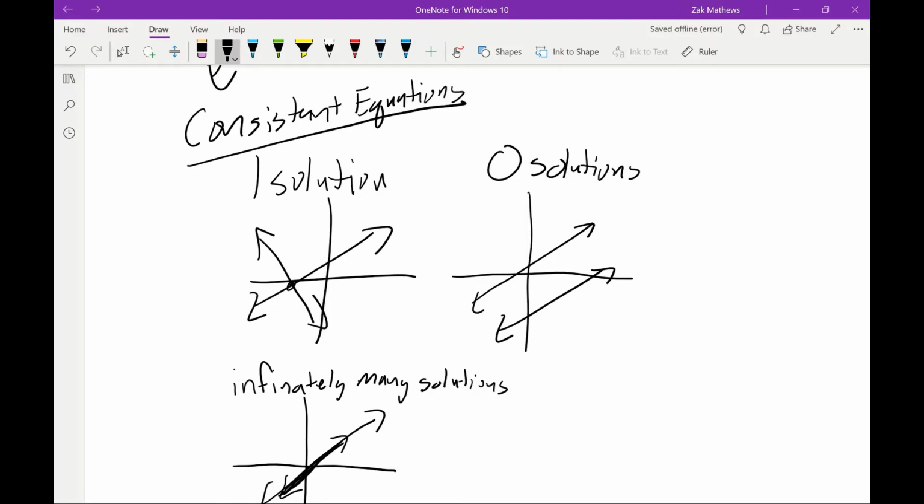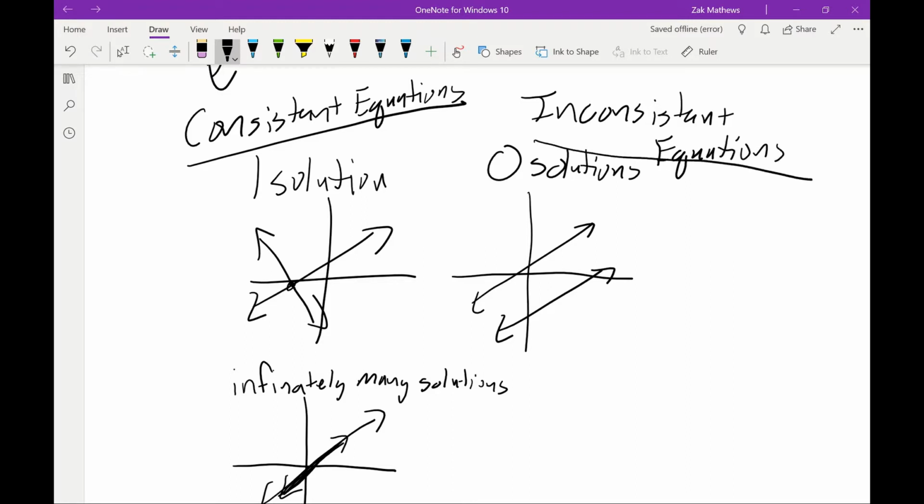Consistent equations have either one solution or infinitely many solutions. If we end up with no solutions, these are called inconsistent equations. Inconsistent equations, just the one sub-example, we have the 0 solutions. Consistent equations, we have the possibility that we have 1 solution, or we have the possibility of infinitely many solutions.